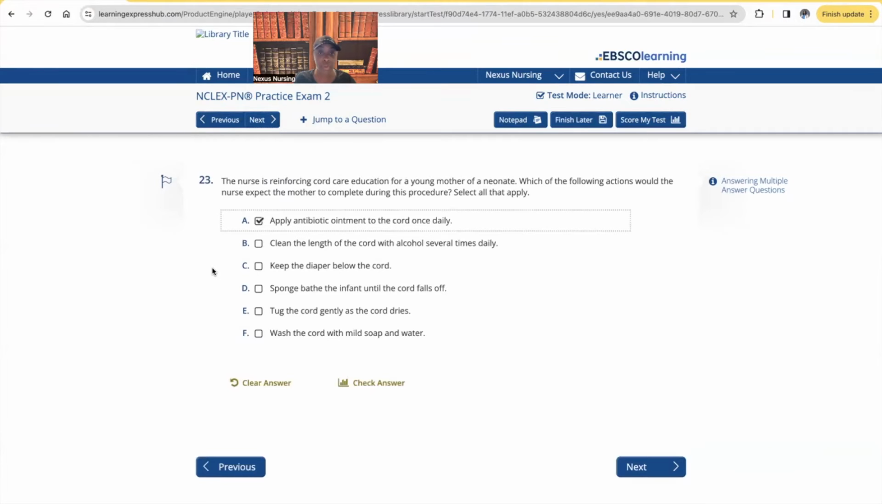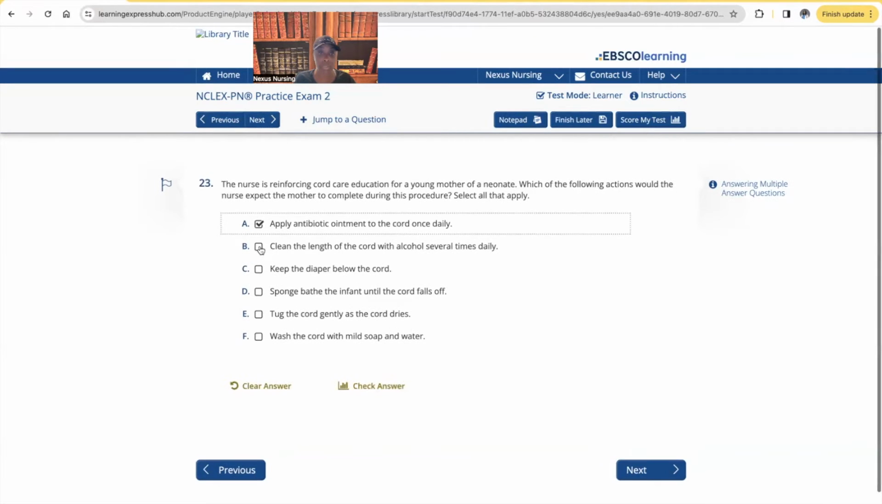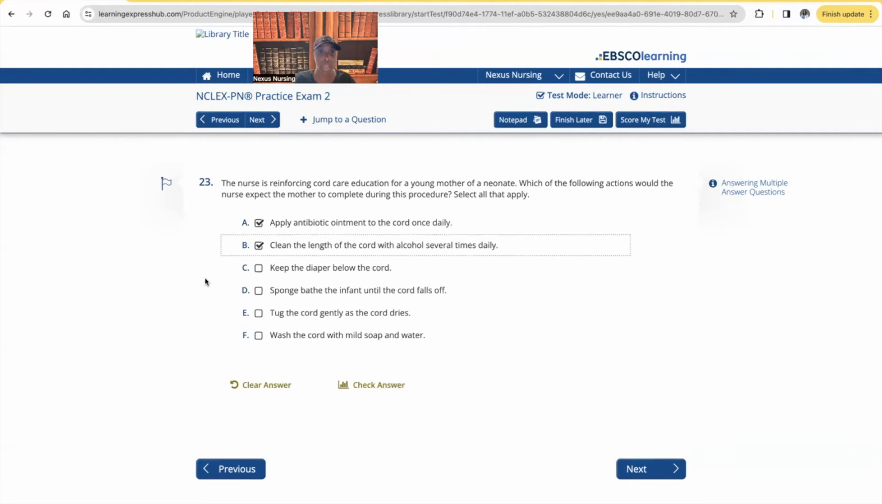Clean the length of the cord with alcohol several times. Yes. Keep the diaper below the cord. Absolutely. Because we don't want anything messing with that site. And I think I'm going to remove the antibiotic ointment. I'm trying to remember. Okay, let me think.